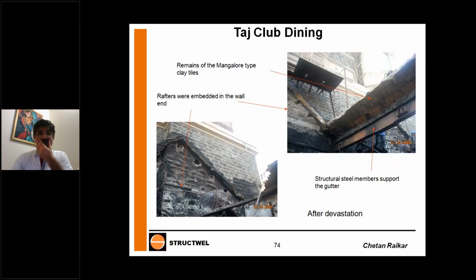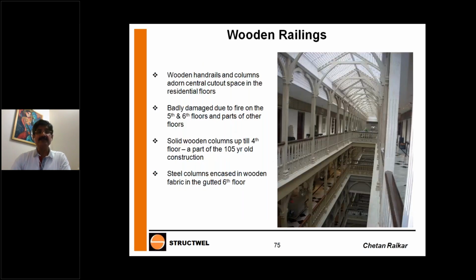The next is the Taj Club dining area. This also was fully burned down. This also had to be recreated. You can see the openings in which there are structural steel and wooden members. You must be wondering what structural steel is doing here. You can see the structural steel number here. I will tell you when it comes to that.